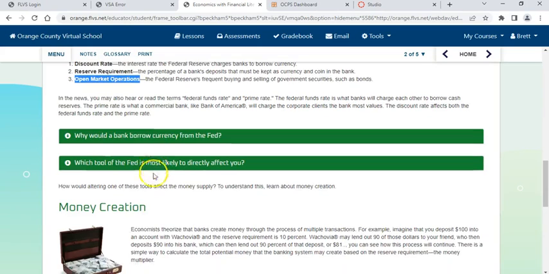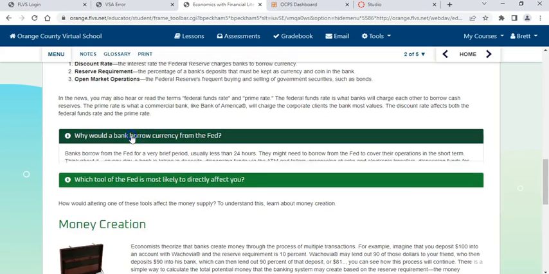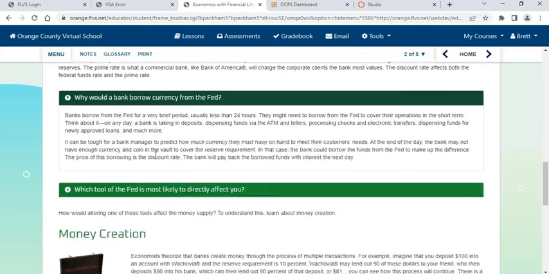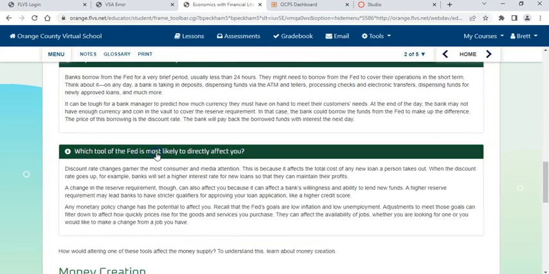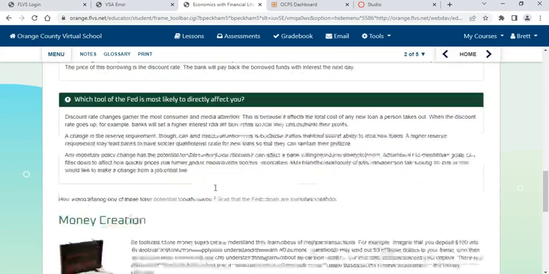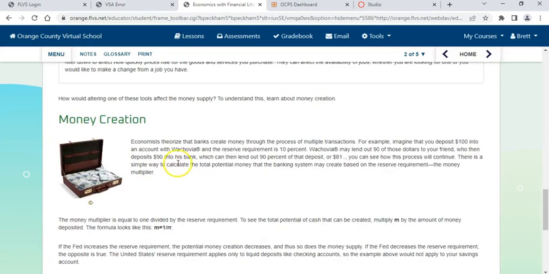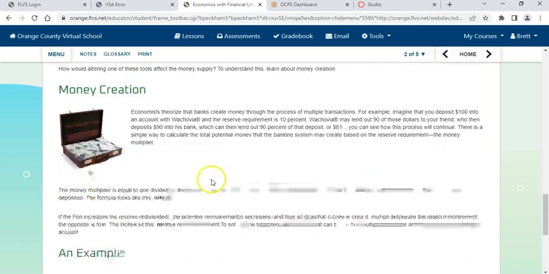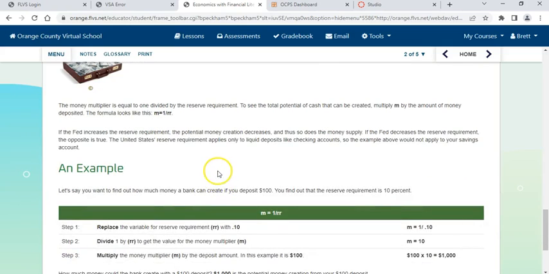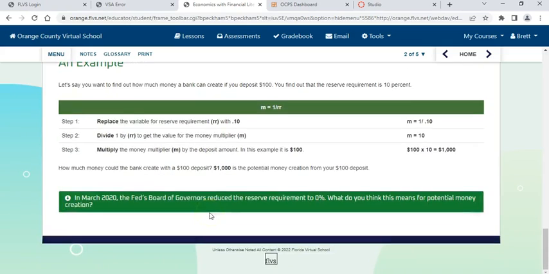So you can go through and read about why the bank would need to borrow money from the Fed, and how these different tools do impact you. But the biggest thing of the impact is going to be a lot of the interest rates. I just explained, I gave an example here of that $100 bill being deposited into a bank with a 10% requirement, and then how the banks can lend that money out and create new money. This is an example that walks you through it step by step, and this is the math behind it.